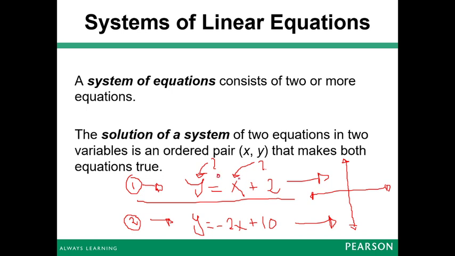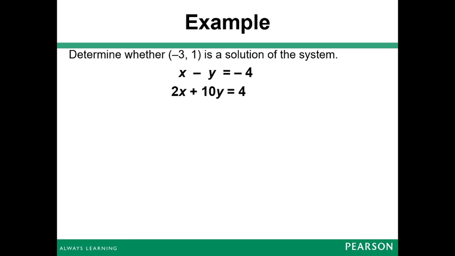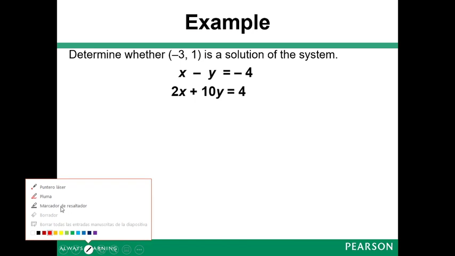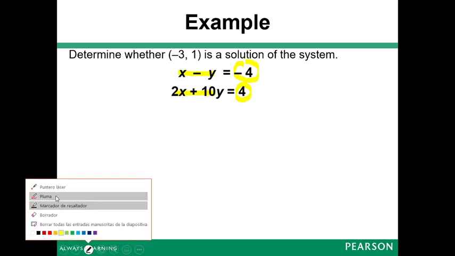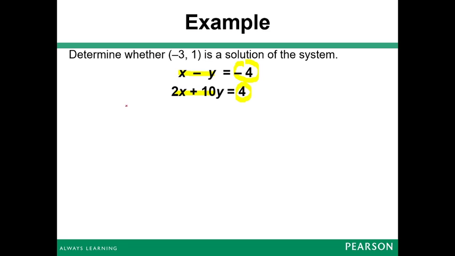It's excellent. Okay, very good. The solution of a system of two equations in two variables is the ordered pair x and y that makes both our equations true. Okay, let's continue with our slides. Look at this example, please, everybody, pay attention. It's important because we have to determine whether minus 3 is a solution of the system. If we're speaking about a solution of the system, it's because this equation really is minus 4, or this equation really equals 4. So we're going to try to do this example and determine if the solution is true.